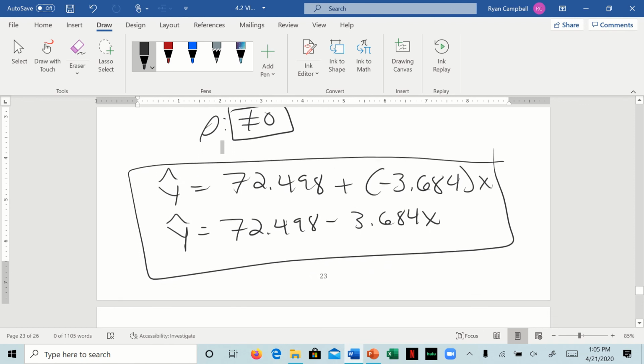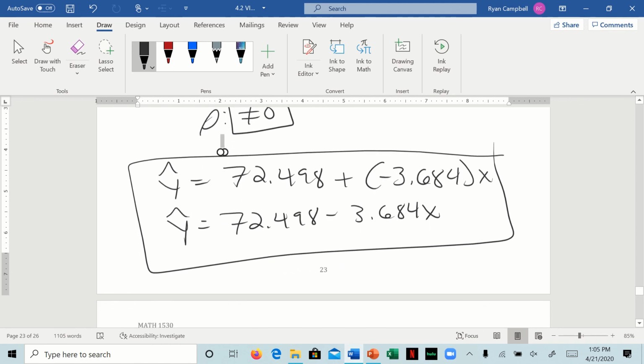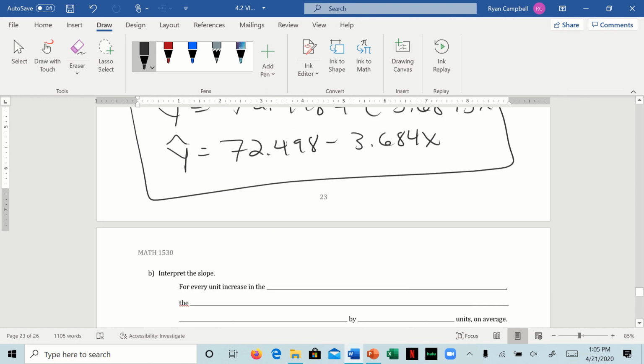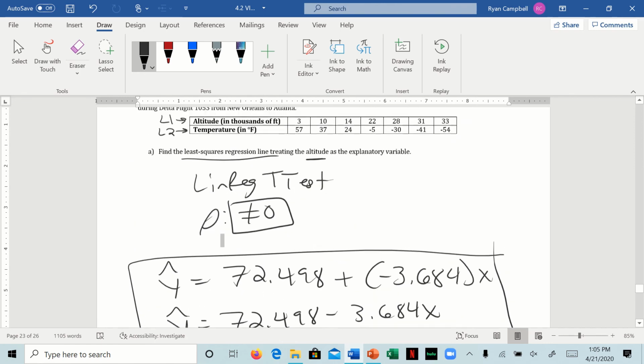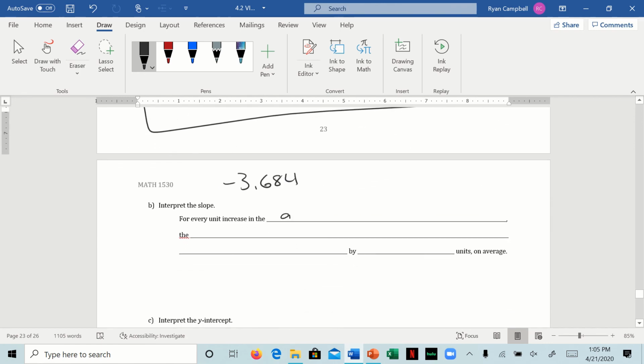There will always be a best fit line. Doesn't mean it's a good fit. That's why we have to check: is it linear? Are we going to use it? Is it a linear correlation? All right, so slope, we said slope was negative 3.684. So when the x value increases, what was x? X was the altitude. So as we increase the altitude, the temperature, we see the value is negative. So is it increase or decrease? It decreases by 3.684.